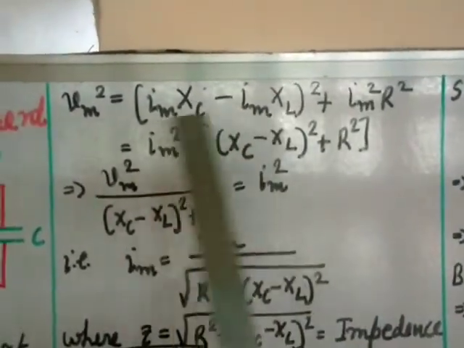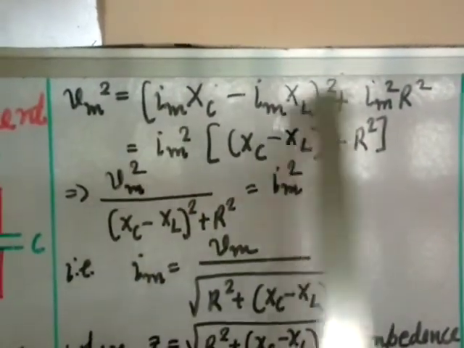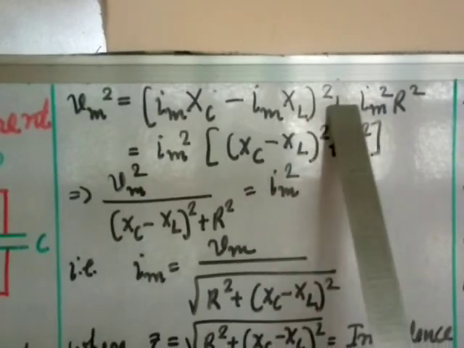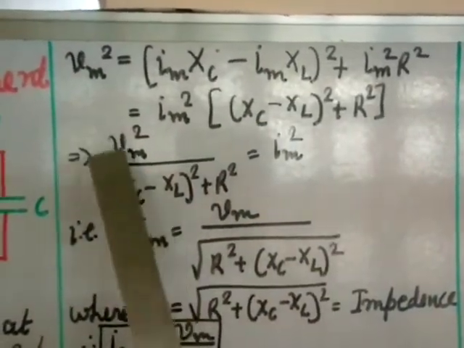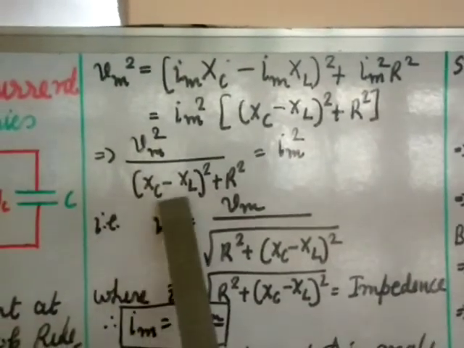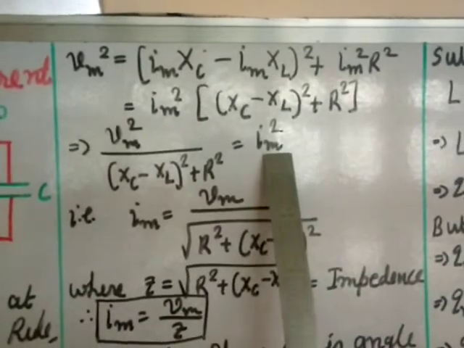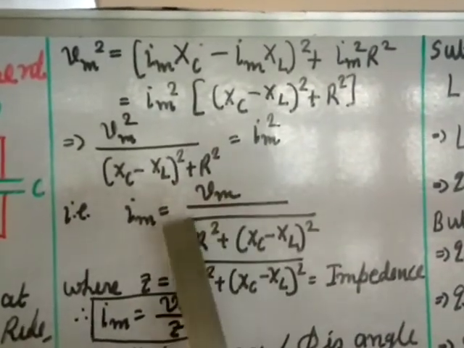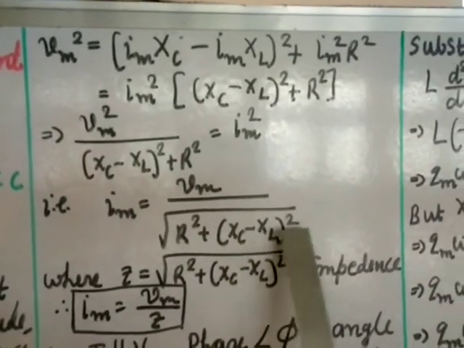From here you take IM square common, and here also IM square. What remains is XE minus XL whole square plus R square. If I transfer this over here, it will go in the denominator. VM square divided by XE minus XL whole square plus R square is equal to IM square. Take the square root. IM is equal to VM divided by square root of, I am writing R first, R square plus XE minus XL whole square.